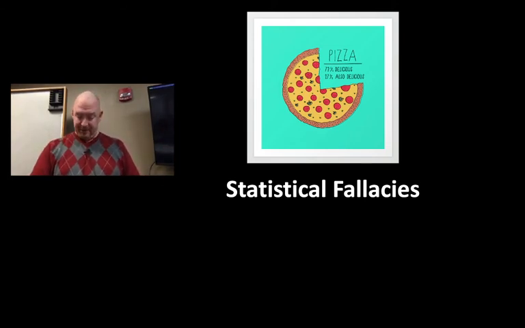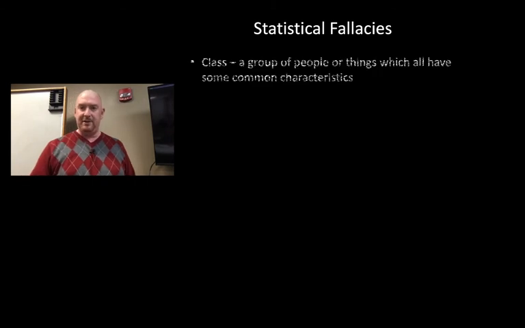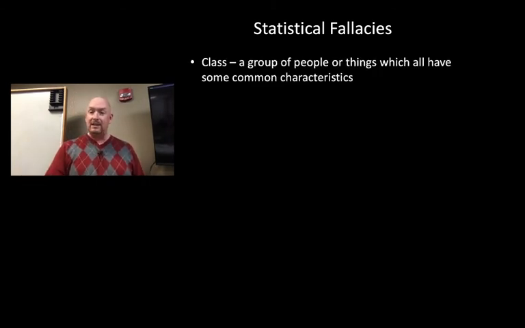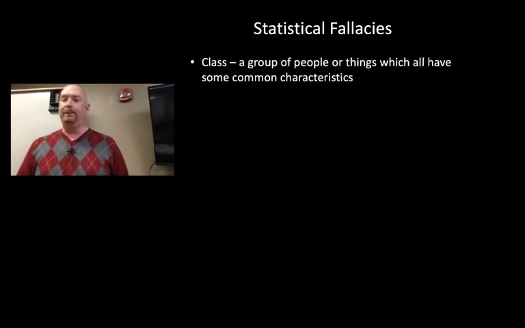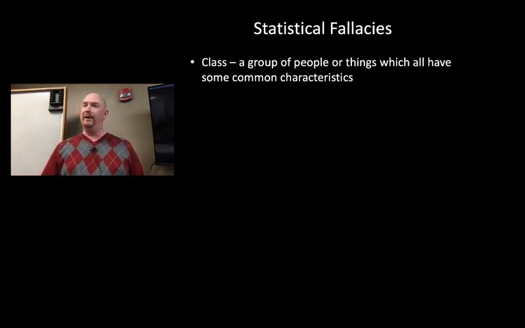All right, you guys ready for statistical fallacies? Okay. What we need are some terms here. First term we need to identify is a class. A class is a group of people or things which all have the same common characteristics. Anyone come up with a ready example of a class here, right now, in this place? Everyone taking apologetics at TAG during 2 to 3:30. You guys are a class, literally.